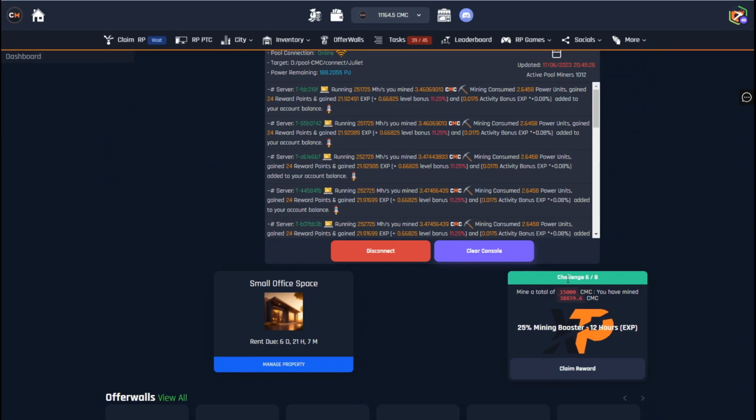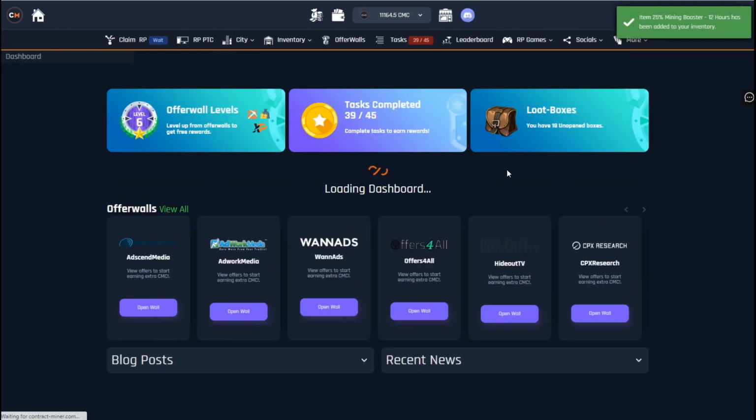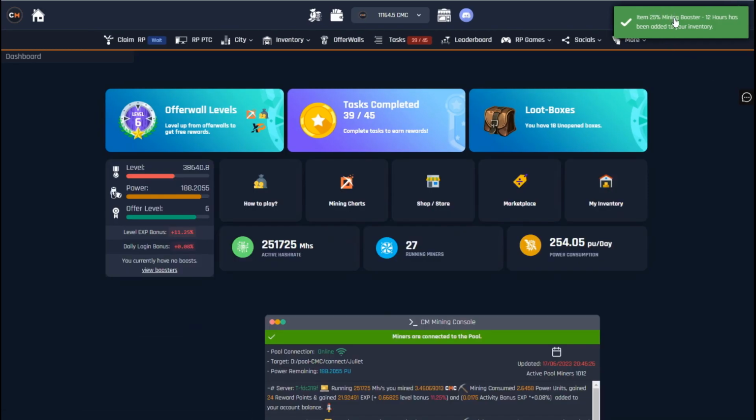Now we've done 6 out of 8 challenges. This challenge that we're going to claim now was to mine a total of 15,000 CMC. I have mined 38,839.6. So we're going to claim that. So that is a 25% boost. 12 hours have been added to your inventory.